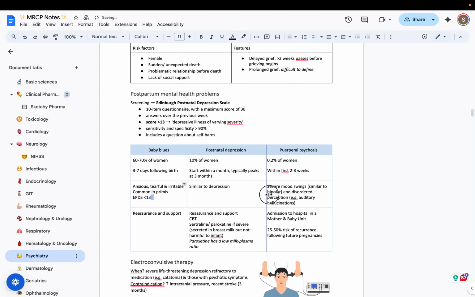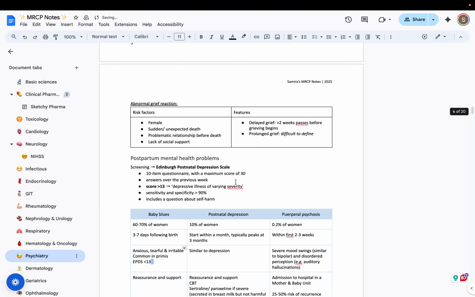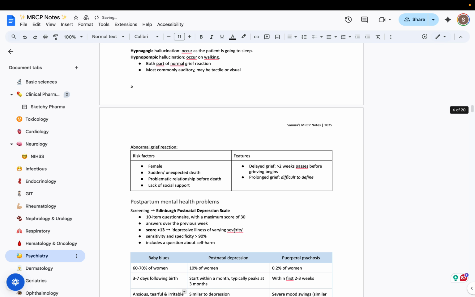My OCD just cannot. Yeah. Oh, I don't like this.